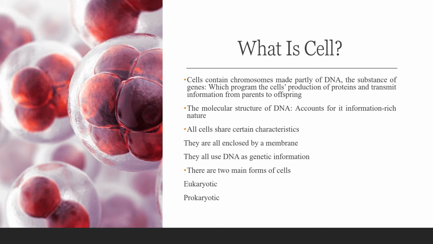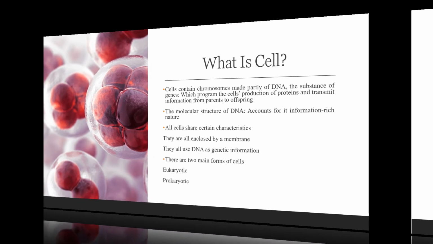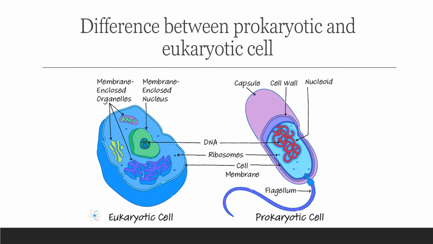All cells share certain characteristics. They are all enclosed by a membrane. They all use DNA as genetic information. There are two forms of cell, eukaryotic or prokaryotic cells. So here we'll discuss the difference between prokaryotic and eukaryotic cells.